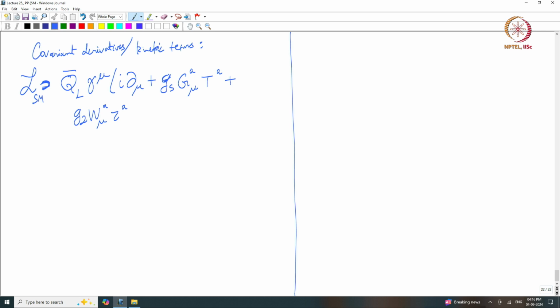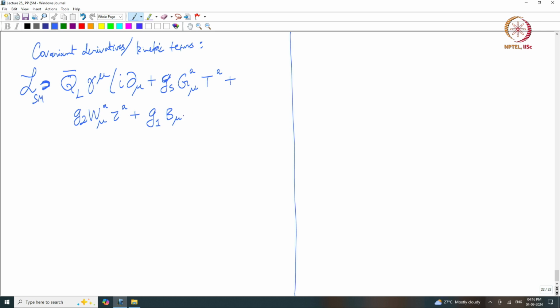W bosons, and notice that for the strong coupling I have written a TA, which is what I denote as the Gell-Mann matrices, okay, the generators of the SU3. When I write tau A, I am talking about Pauli matrices divided by 2, the generators of the SU2, okay. And finally, there is a gauge coupling which we did not introduce before, so I am doing it here. There is absolutely a unique gauge coupling for the hypercharge as well.